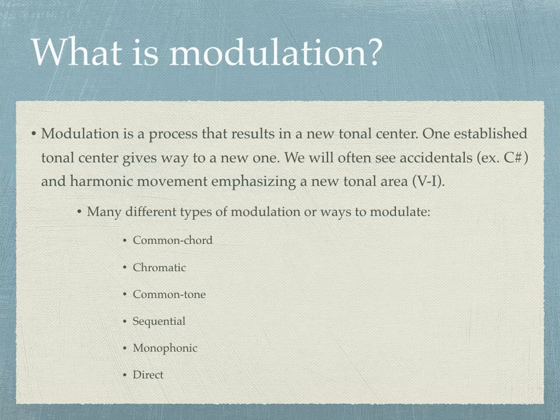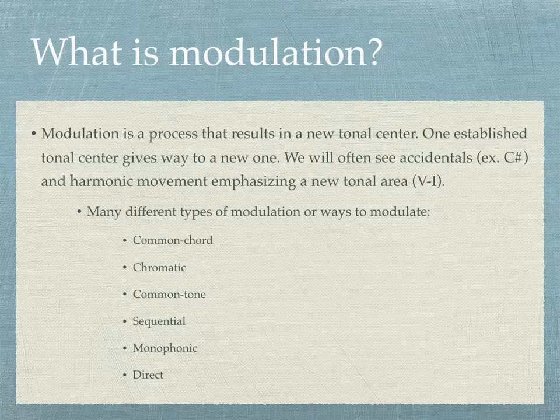As we have just seen, modulation means that the piece begins in one tonal center and changes to the next through a process which we will more exactly define soon. After a modulation has taken place, you will see at least one accidental, indicating that a new key is operating despite the given key signature. Another hallmark of modulation is the harmonic movement, emphasizing a new tonal area, such as 5-1, as a new dominant to a new tonic.